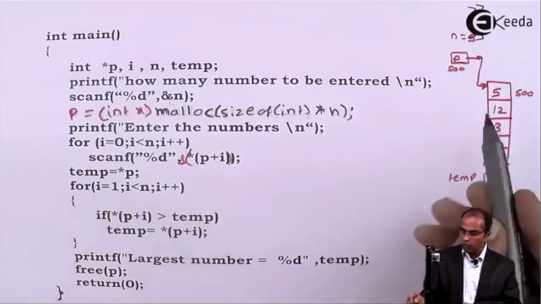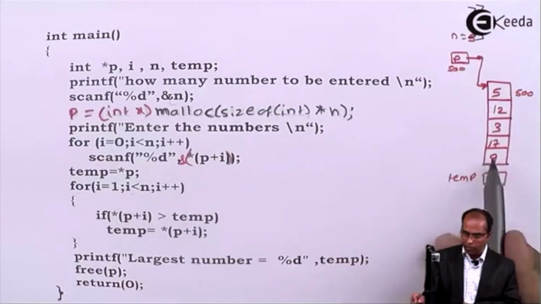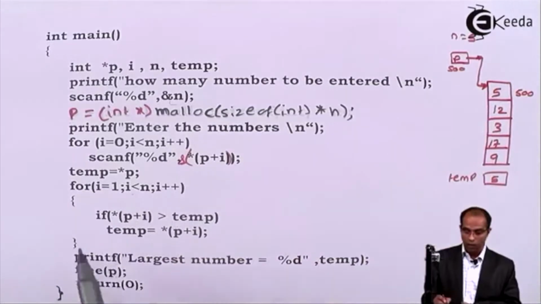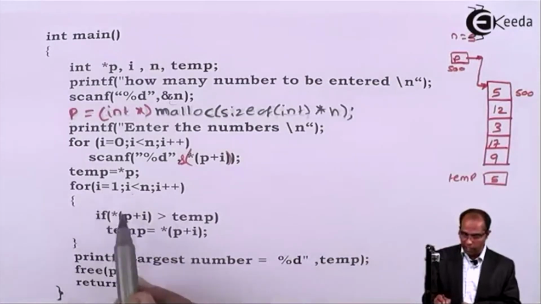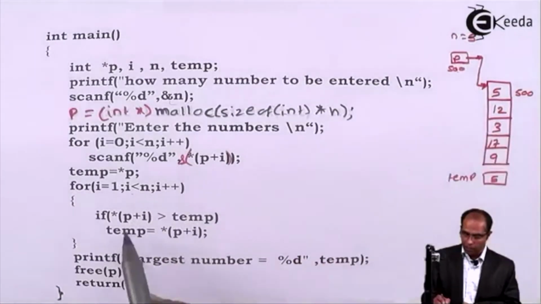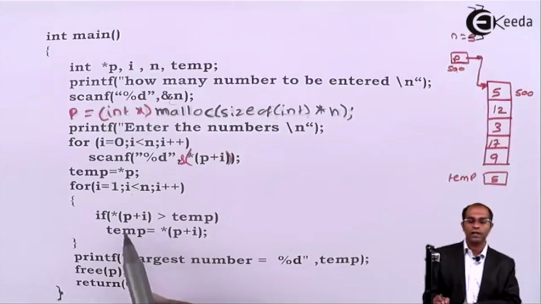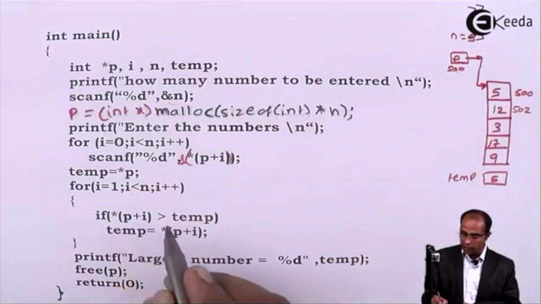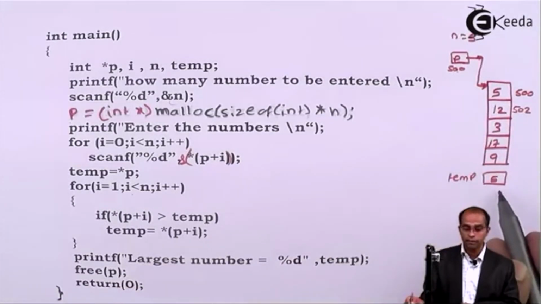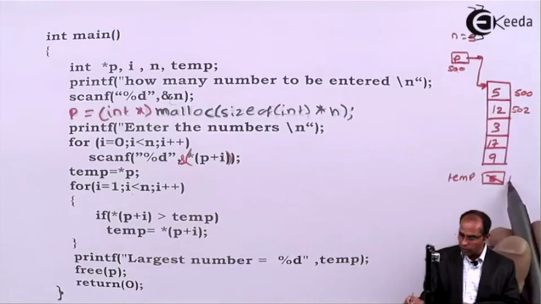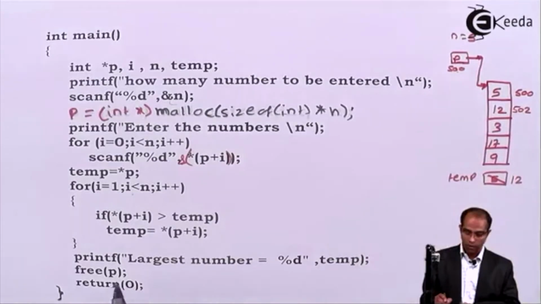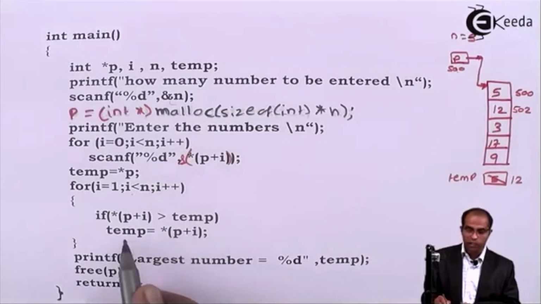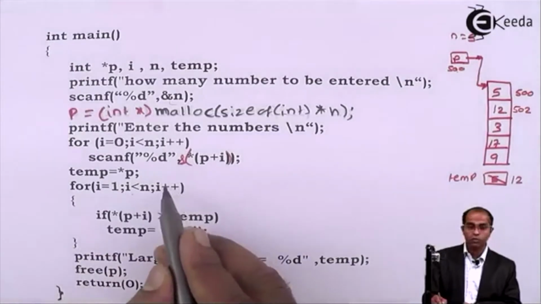For i equals 1, from the first location till the last location, keep on checking whether the value at p plus i, 500 plus 1, which is 502, is greater than temp. Yes, 12 is greater than temp. So if that is true, move this particular value to temp and continue doing this process.